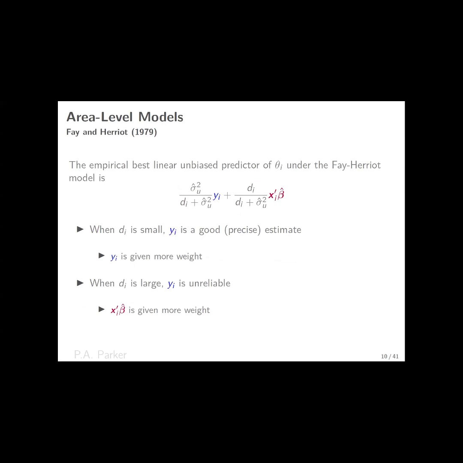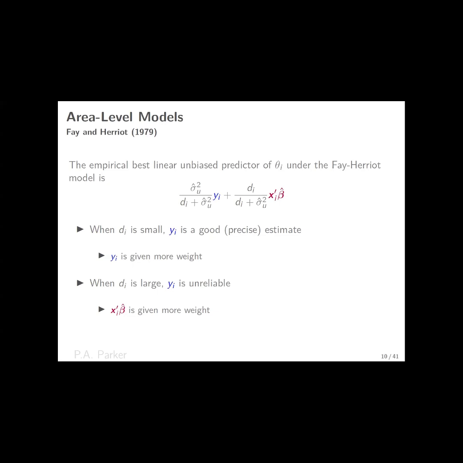So if you write out the empirical best linear unbiased predictor of theta under this model, this is what it looks like. And so you can see it's the sum of these two terms. The first term includes y. Y is our direct estimate. And the second term includes this x beta. So you can think of that as like a regression estimate. So these are both estimators of theta. One's a direct estimate, one's a regression estimate.